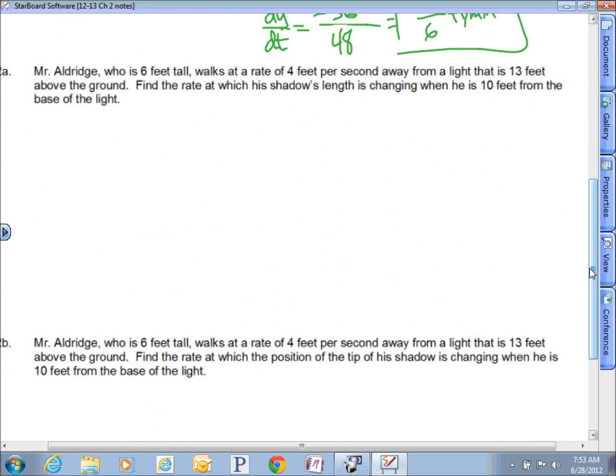All right, Mr. Aldridge, 6 feet tall, walks at a rate of 4 feet per second away from a light that's 13 feet above the ground. Let's make a picture. So this time in my picture, here's my little light source. It's 13 feet above the ground, and Mr. Aldridge, he's very thin, is walking away from this light source at 4 feet per second.